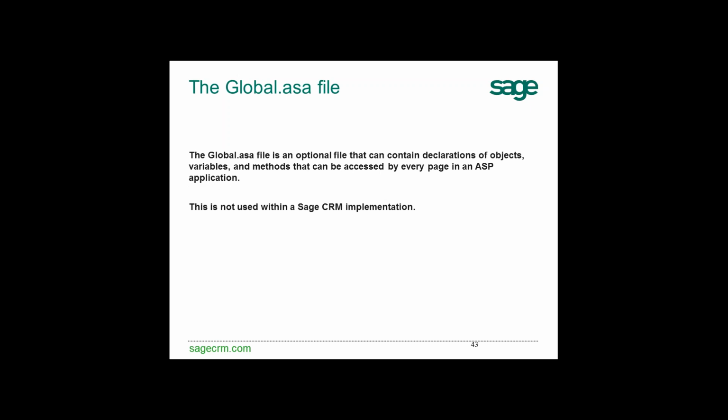There's another thing that you might see mention of, which is the global.asa file. This is an optional file in most ASP applications. There's an equivalent for ASP.NET as well, by the way, but these are not used inside a Sage CRM implementation because there's no need. You're declaring all of the objects within library files, or you are referencing objects which sit inside CRM itself. So this is not something that means anything really to a CRM implementation.